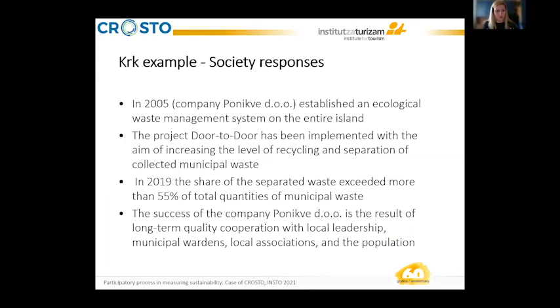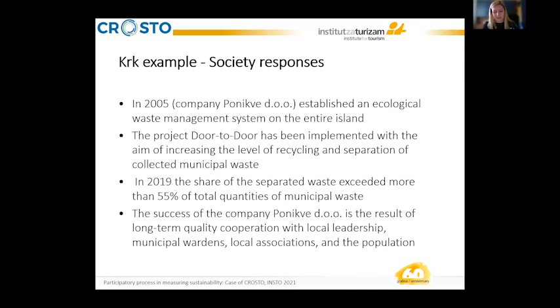It's important to point out that already at the start of the 2000s, the company Ponikve, which is managing the waste on Krk, and I would like to emphasize it's a company owned by the municipalities on the island of Krk, so it's not private, but it's still very efficient, established an ecological waste management system on the entire island. This is actually the first solution in Croatia which had the aim to collect and recycle as much waste as possible. And they have implemented diverse projects.